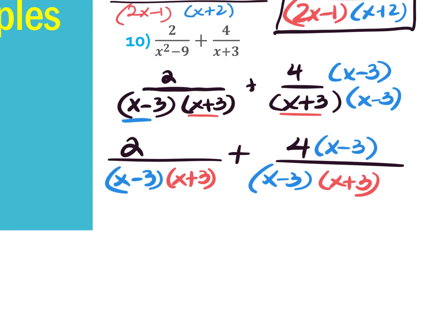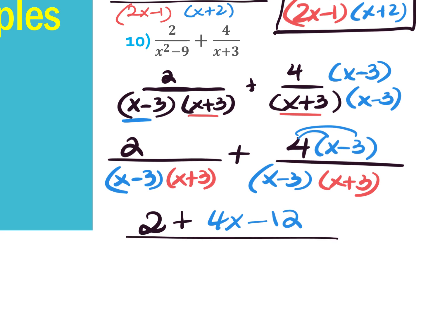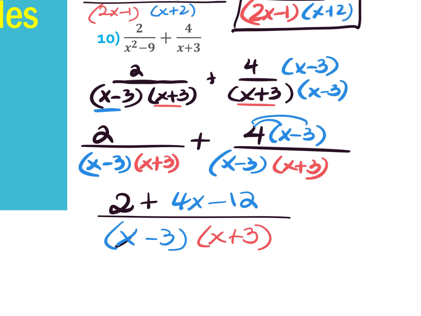Now I need to, don't cancel, distribute and combine like terms first. So the first one, the 2, nothing to distribute to. The second fraction, I need to distribute the 4. And then I still have the LCD, the x minus 3, and the x plus 3. I now need to combine my like terms in my numerator. So I can combine 2 minus 12, and I get -10. And then I have the plus 4x.